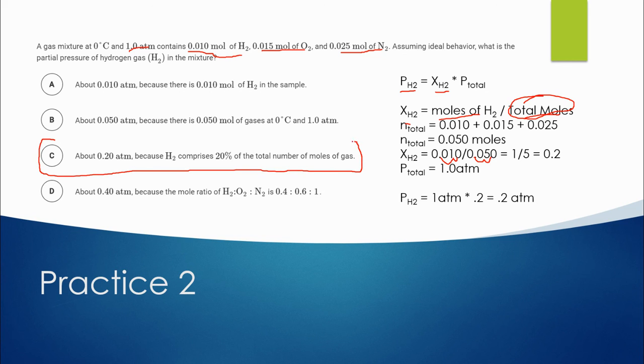And this is because H2 is 20% of the total number of moles. So 20% of this gas is hydrogen, therefore 20% of the pressure is the partial pressure of hydrogen.